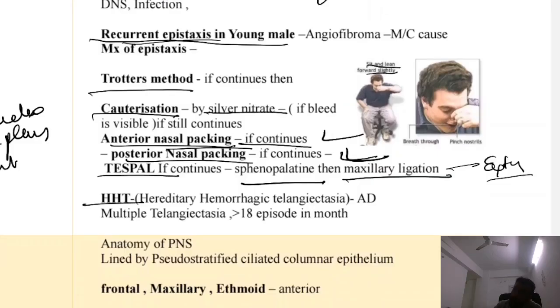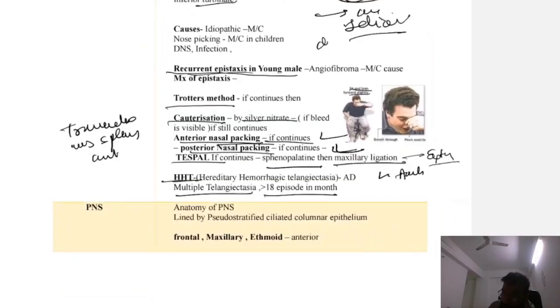Now, hereditary hemorrhagic telangiectasia is an autosomal dominant disorder. You will find multiple telangiectasia, okay, and more than 18 episodes of epistaxis in a month, okay.